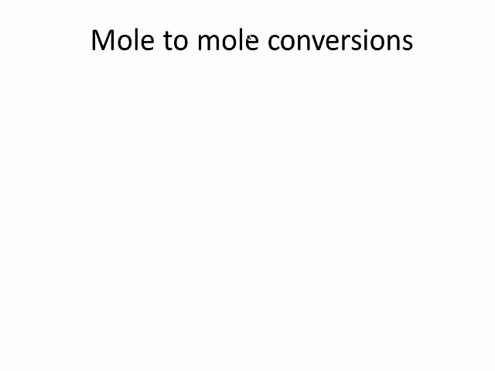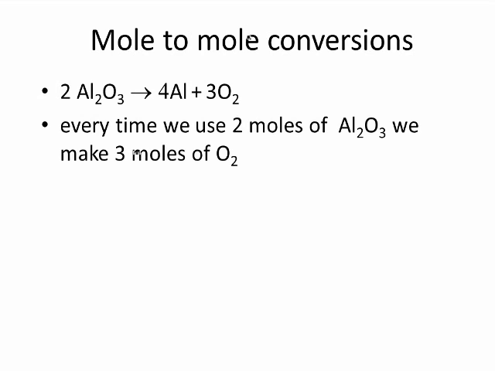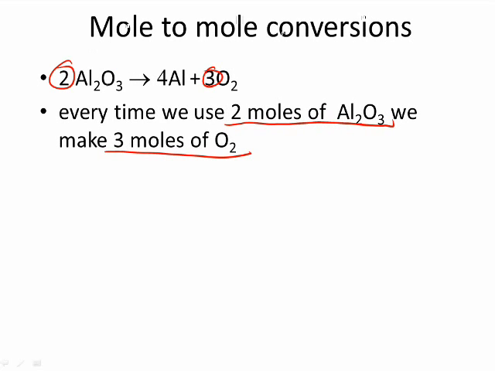Very exciting. So we're going to do mole-to-mole conversions first, meaning how many moles of one thing will give you how many of the other. So we need to look at our balanced equation. Every time we use 2 moles of aluminum oxide, we make 3 moles of oxygen. 2 moles here will give 3 moles. And also 2 moles of Al2O3 will give 4 moles of Al. 3 moles of O2 will give 4 moles of Al. 4 moles of Al will give 3 and 2, etc.